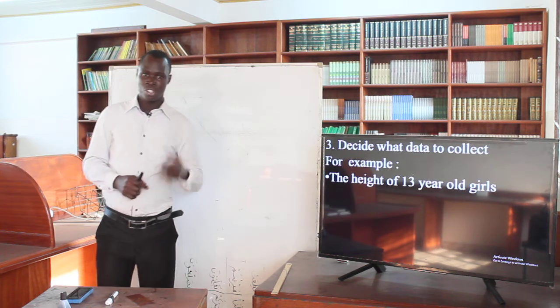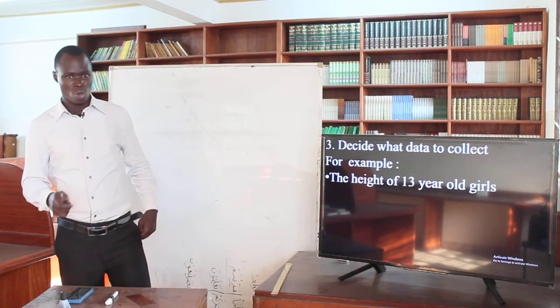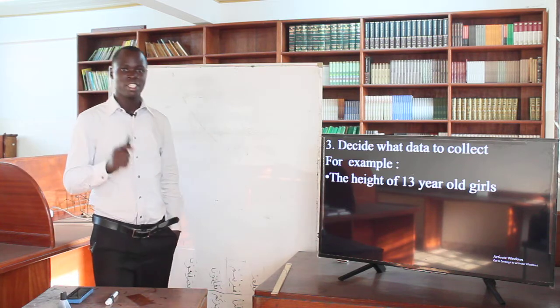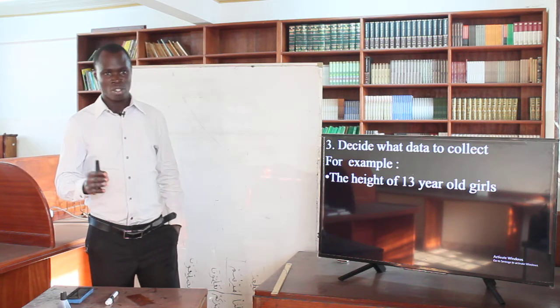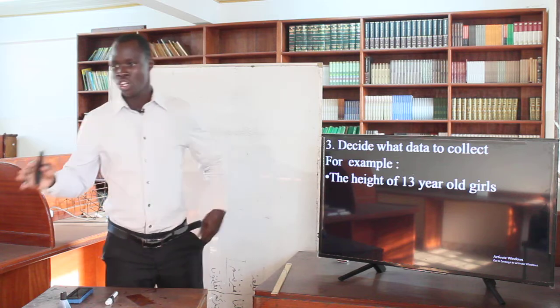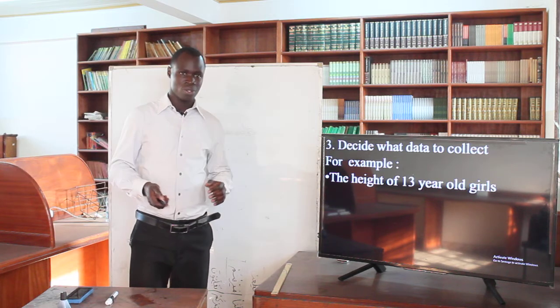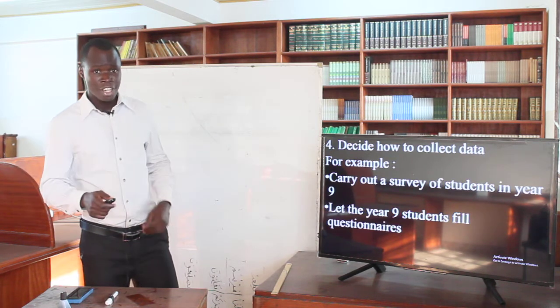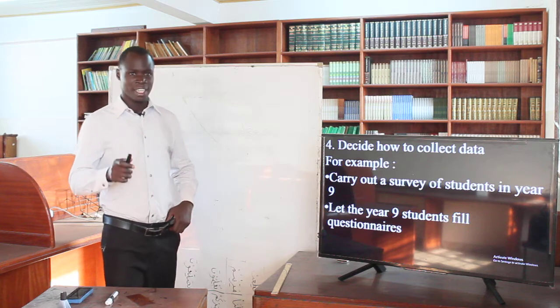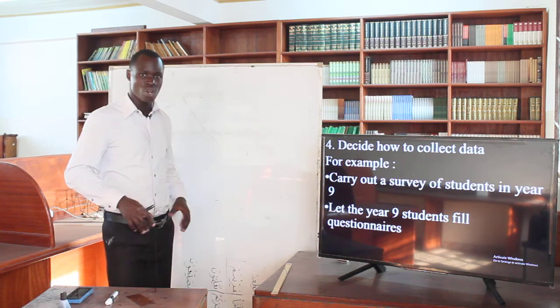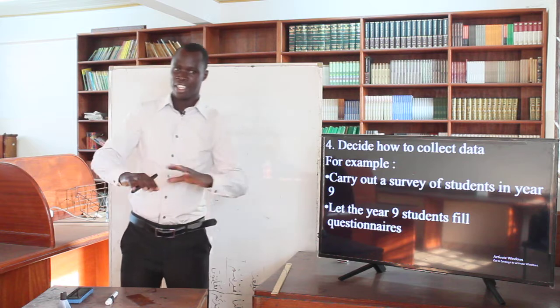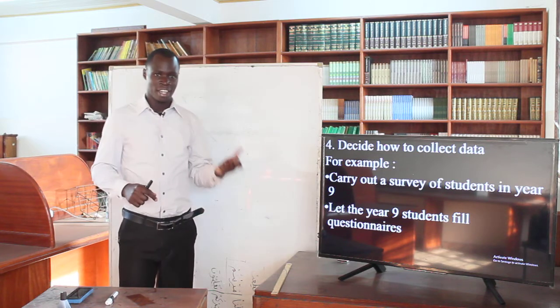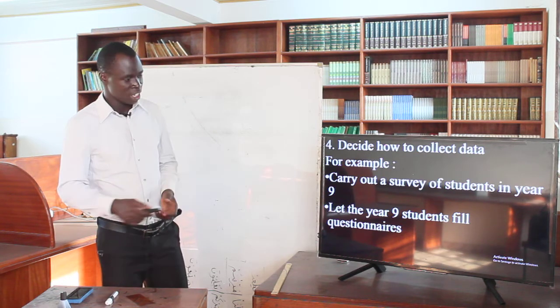The next step, which is number 3, decide what data to collect. For example, the height of 13-year-old girls and also the height of 13-year-old boys, so that you can make a comparison. Next, decide how to collect data. For example, you can carry out a survey of students in year 9. Then let the year 9 students fill a questionnaire.